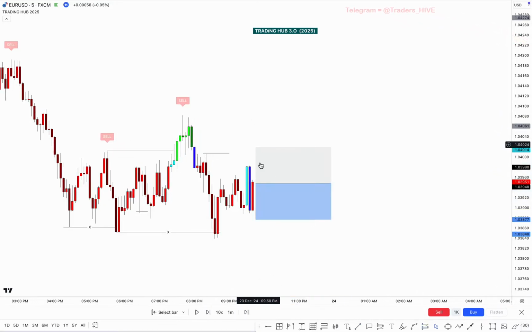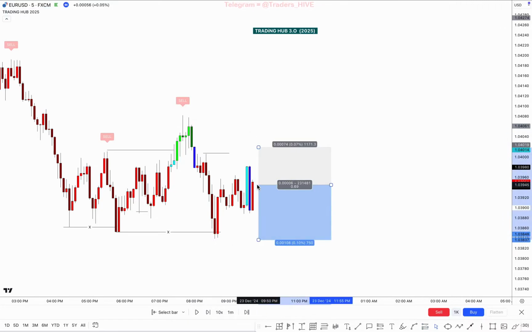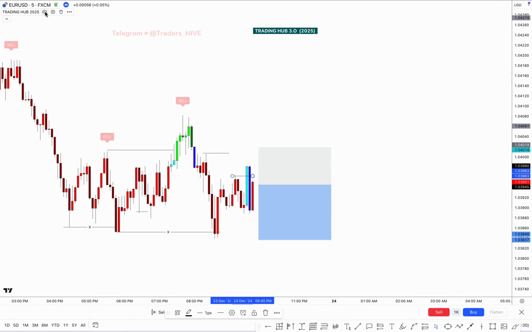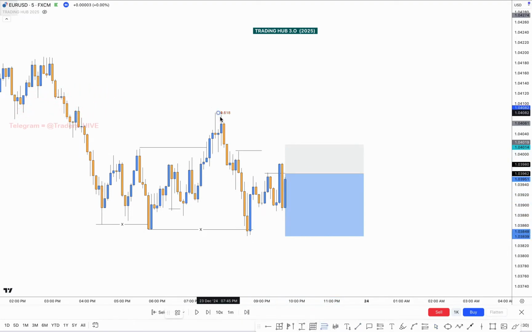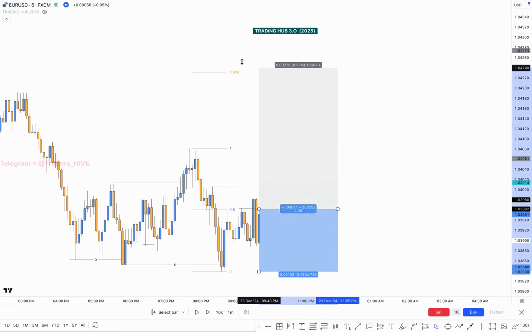Price closes above it, we can plan for the buy and put the stop loss just below the low, because the market closed above it. Okay, let me disable this one, and we can plan here for the buy, put the stop loss just below it. And where is the target? The target is on the Fibonacci 1.61 final target right here.